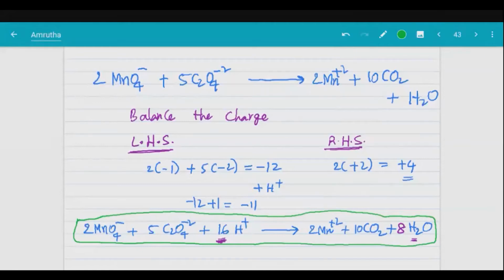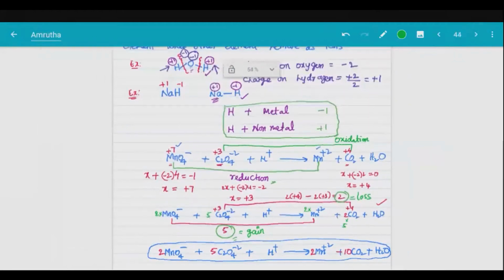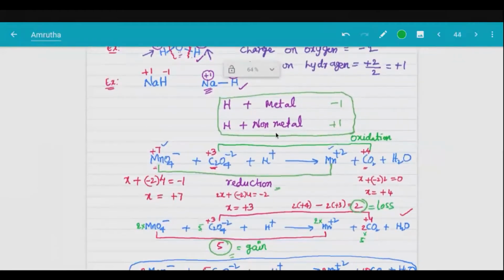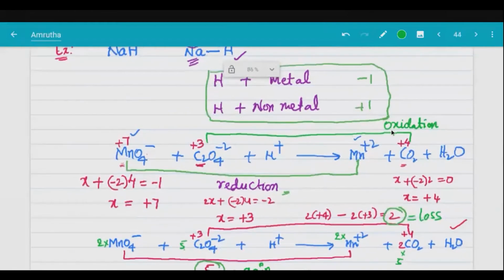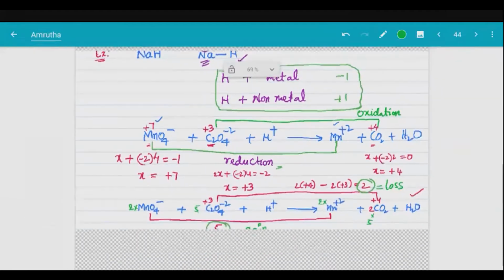Already 1H, you are saying 5, 15. That is fine. See, it is a little bit tricky. So I'll repeat the process because it's very, very important to know balancing redox reactions. See what we did. In the first step, we identified oxidation and reduction.